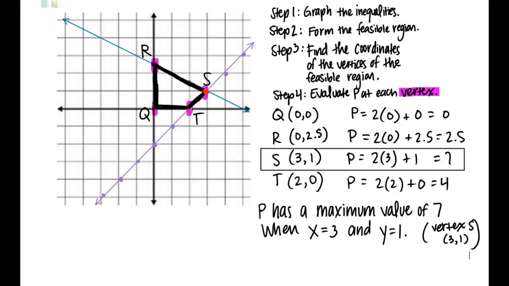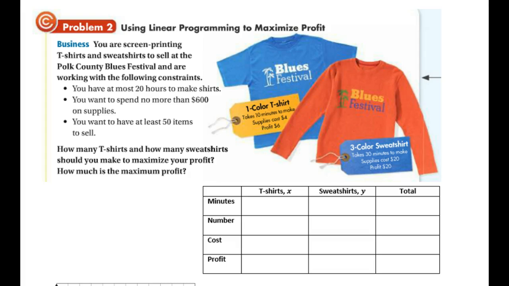Now we're about to take a look at a real-life example problem and discover the process of how to use linear programming to maximize profit. Here's example 2. You are screen printing t-shirts and sweatshirts to sell at the Polk County Blues Festival and are working with the following constraints. You have at most 20 hours to make shirts, you want to spend no more than $600 on supplies, and you want to have at least 50 items to sell.